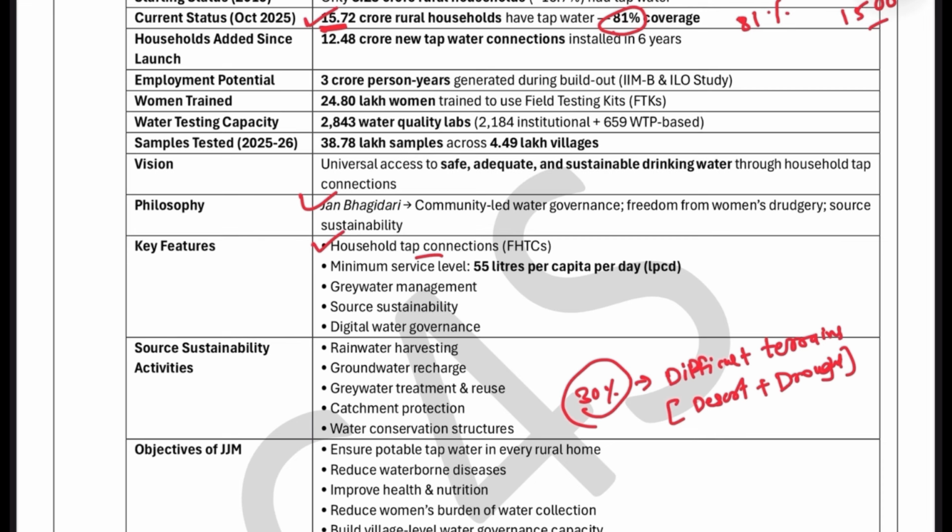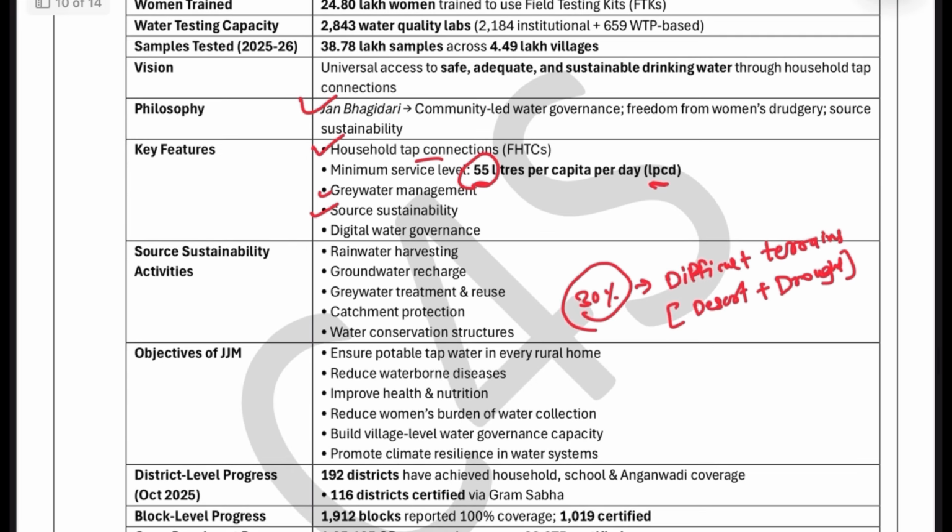As I said, the household tap connection provision is the major aim. What is the minimum service level that we are trying to achieve? It is 55 liters per capita per day, 55 LPCD. This question was there in your exam, so this is important: 55 LPCD. Again, we are covering grey water management, different water sources and their maintenance, and water supply. Different things are covered in this particular scheme.